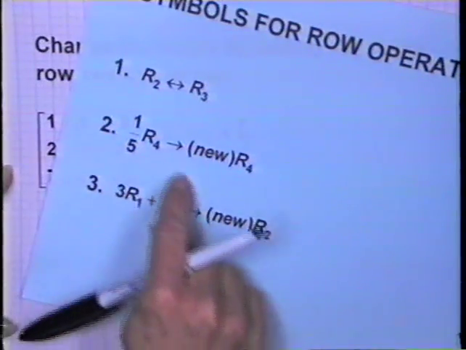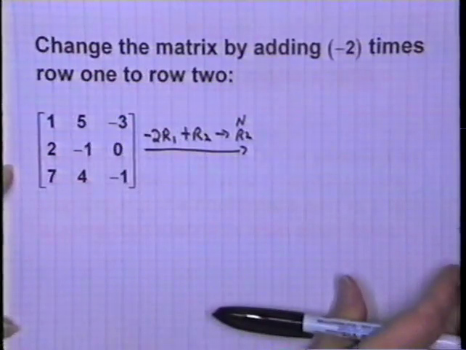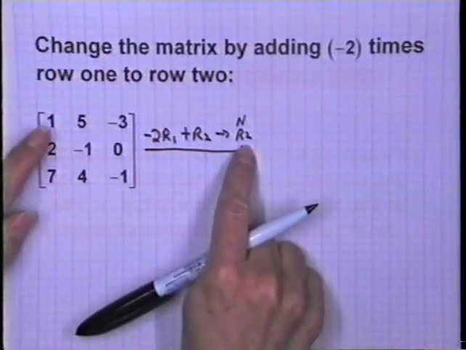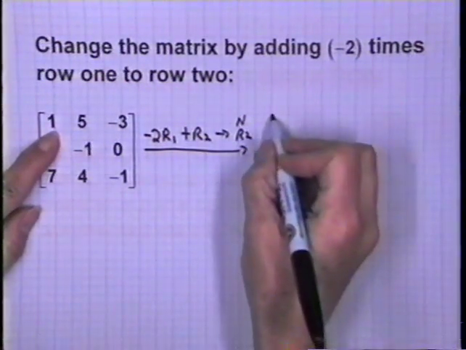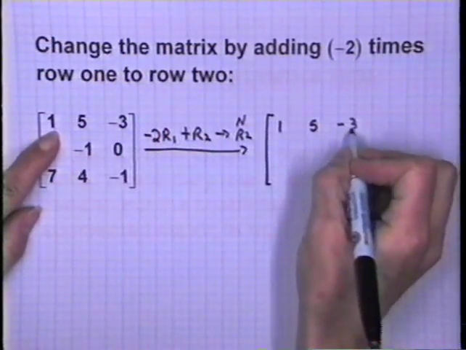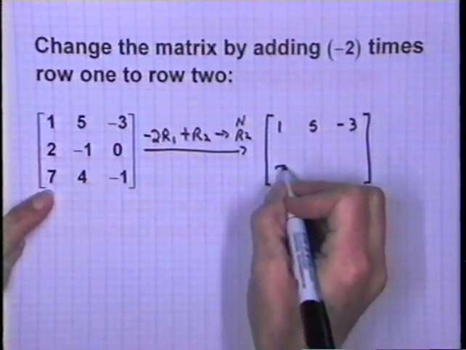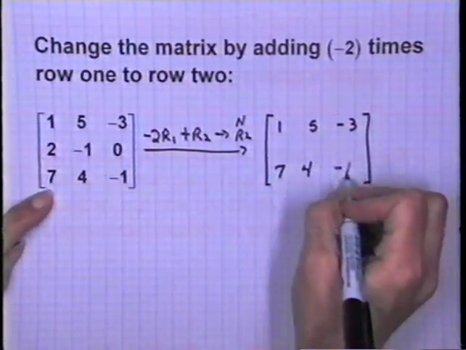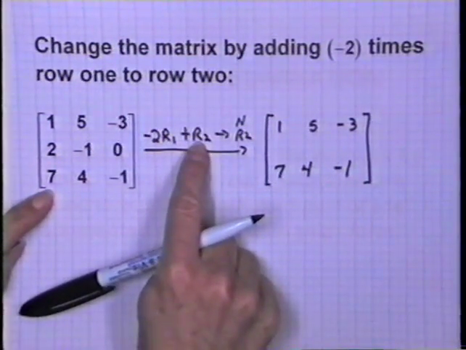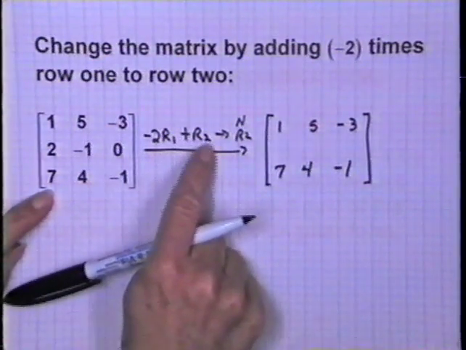This multiple is just being used to change that row. Now I want to emphasize, this is the one you have to be careful about. We're changing row 2. We are not changing row 1. So let's just recopy row 1 over here so you won't be tempted to change it. We're not changing row 3, so let's recopy row 3. We're changing row 2. How are we going to change row 2? We're going to take negative 2 times row 1 and add those numbers to row 2.